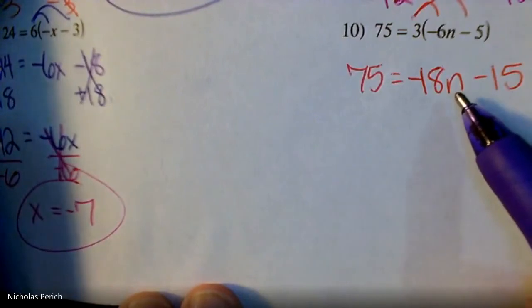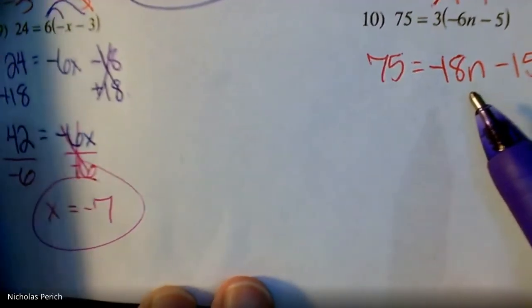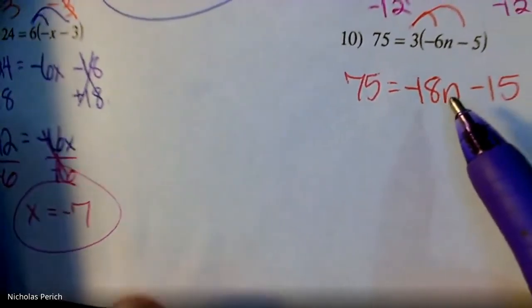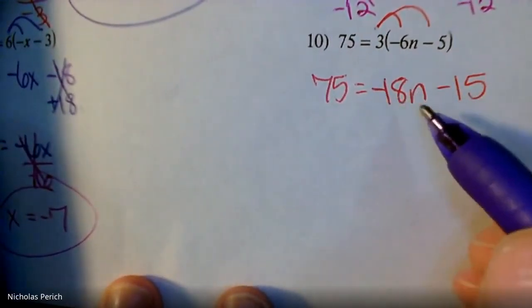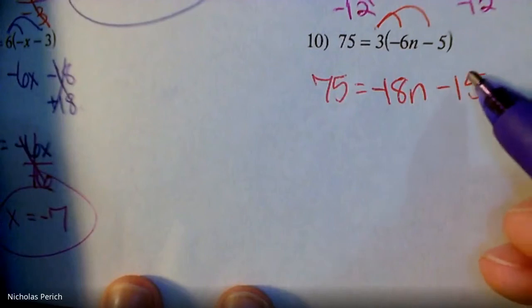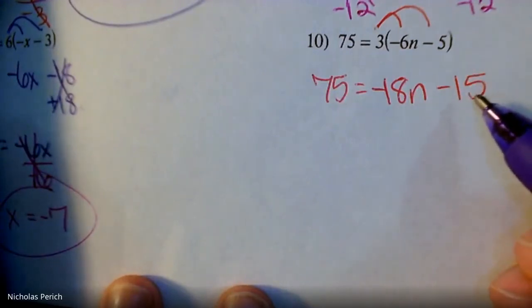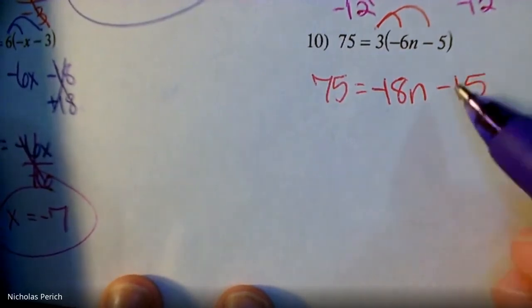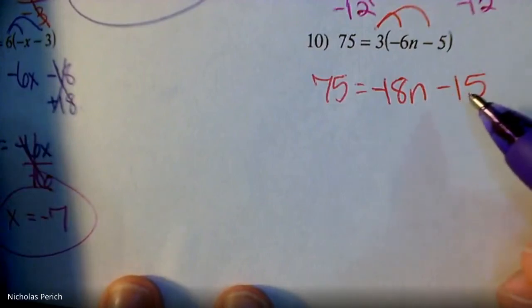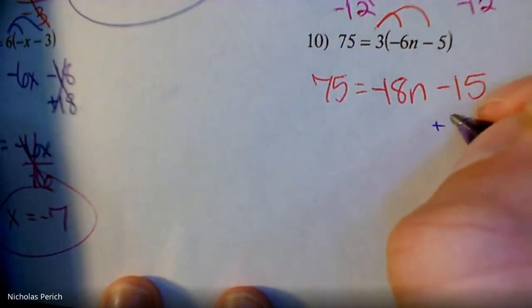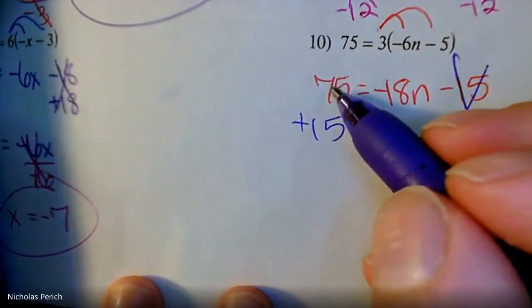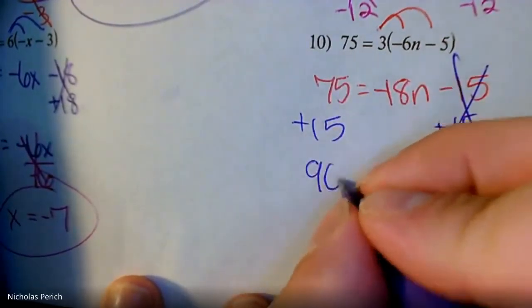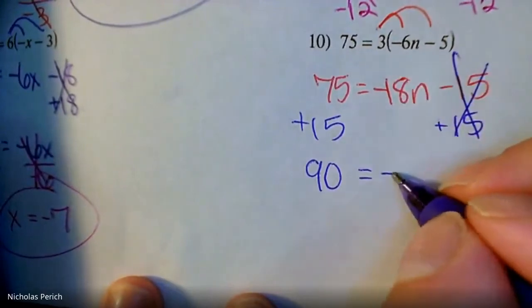Is n all by itself? No. What's in the way? Negative 18, and negative 15. Do I get rid of the negative 18 that's being multiplied to n first, or do I get rid of the minus 15 that's being subtracted? Always get rid of the number that's floating around, the number that you have to add or subtract to first. So I'm going to add 15, cross you out. 75 plus 15 is 90. Drop down negative 18n.